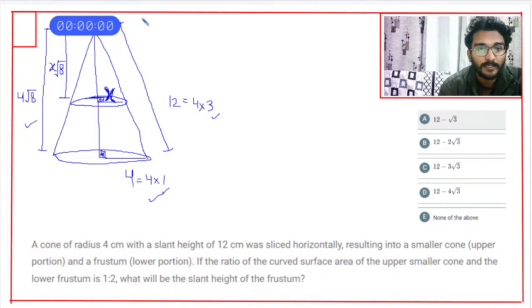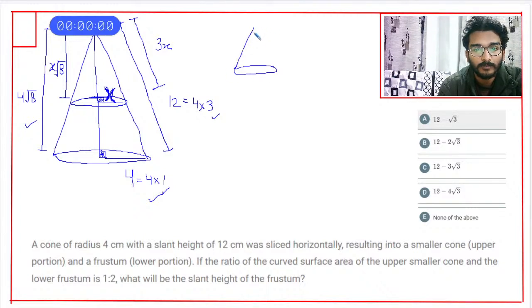Now, similarly, I can find this slant height. I can use Pythagoras again. It would be 3x. It is the same thing, just x is replaced by 4 for the bigger cone, and x is the radius for the smaller cone. Okay. Now, we have this case. This is a smaller cone. x and 3x, x root 8.